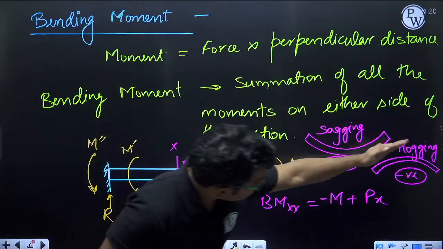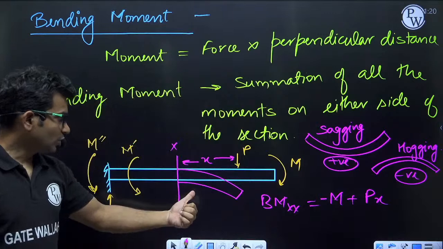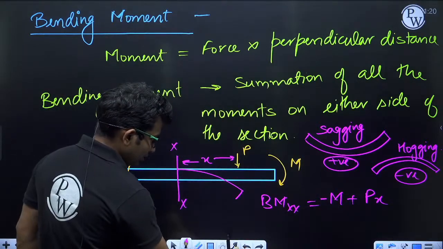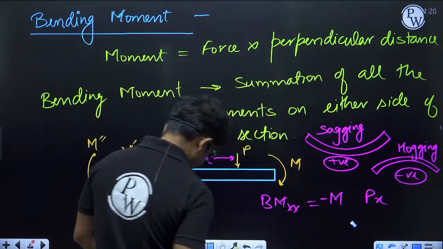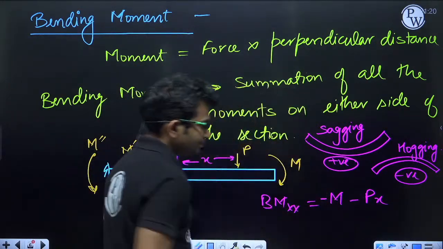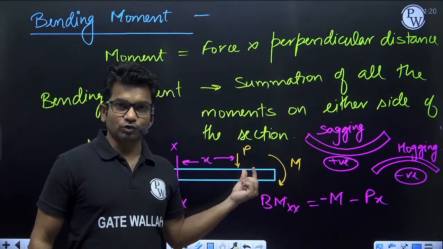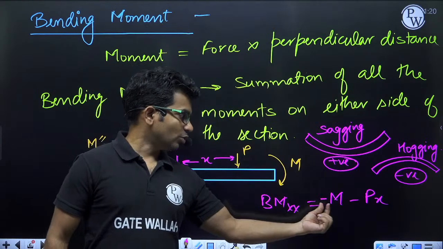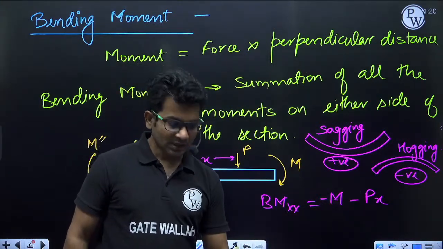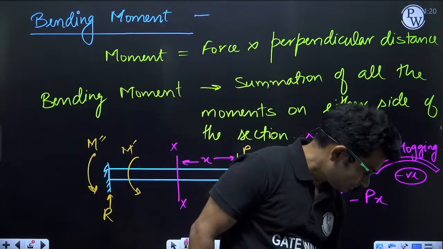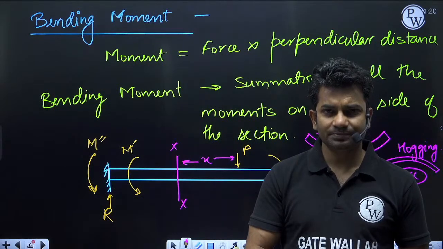Now because of force P also, it will be bending something like this only. So this is also hogging bending moment, and when it is hogging bending moment, the sign convention will be negative. Because of this moment and because of this force, we are getting hogging bending moment only. So bending moment will be minus M minus Px. Is it clear? Any doubt? Are you having any doubt?